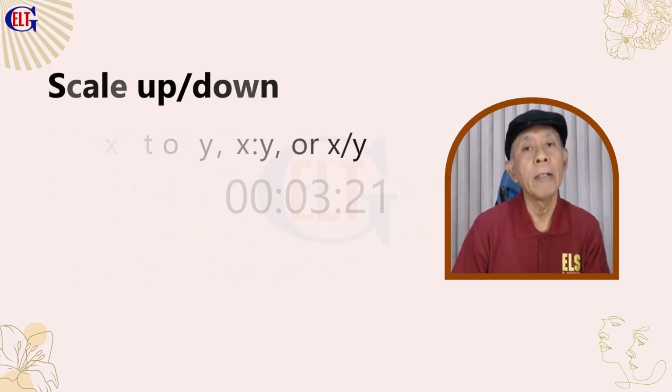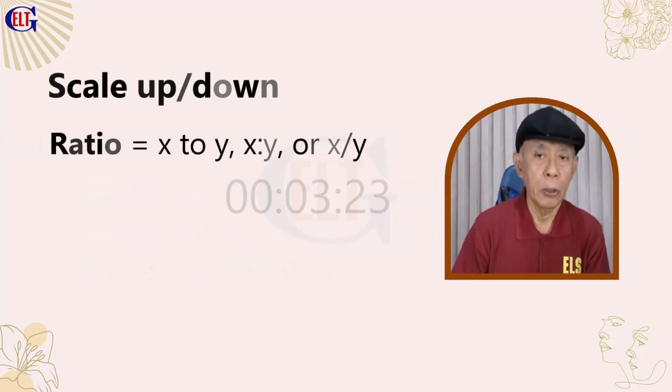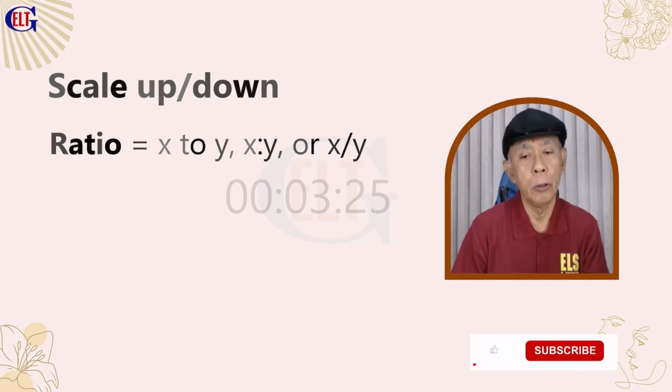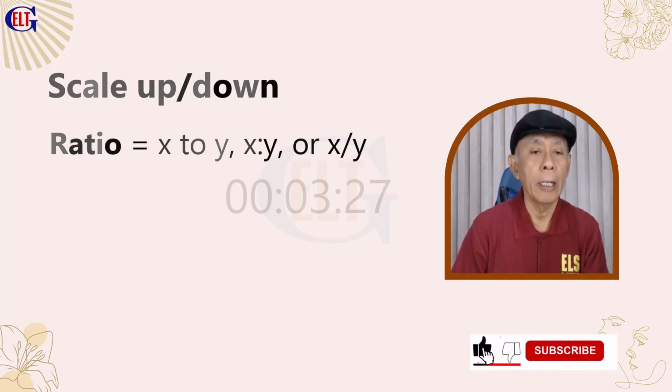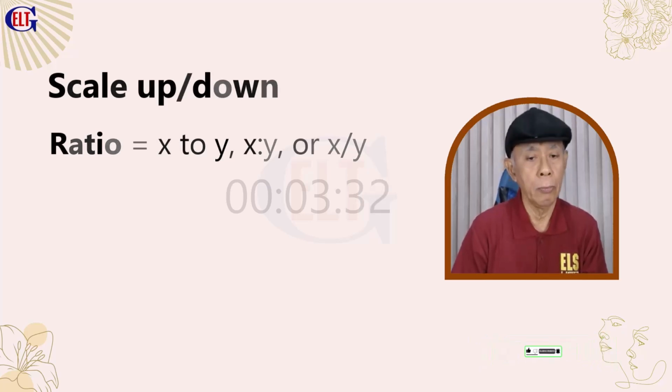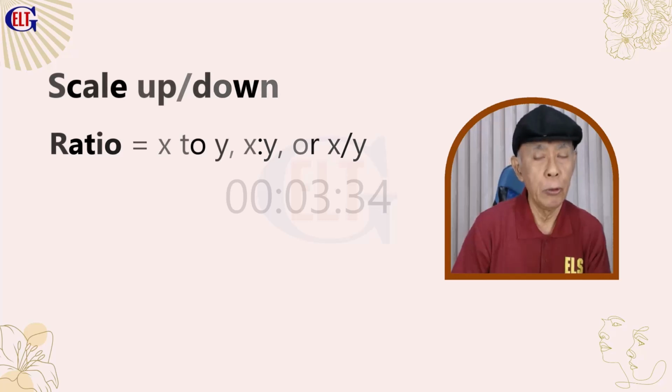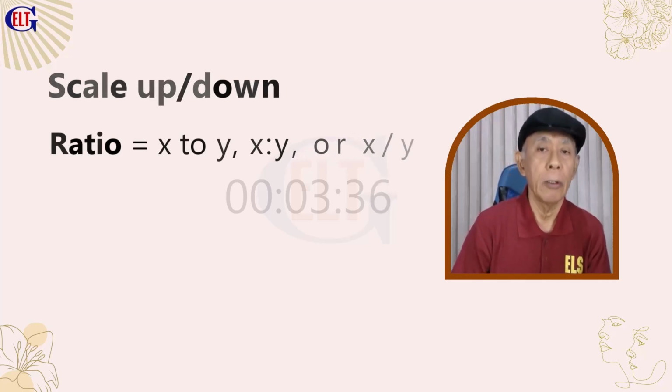In writing, we can write ratio with the preposition to, like 3 to 2, or colon like 3 colon 2, or a slash like 3 slash 2. But we can just say 3 to 2 for all the three different writings.